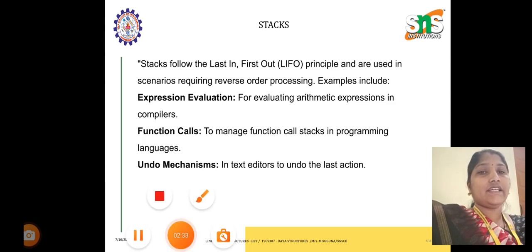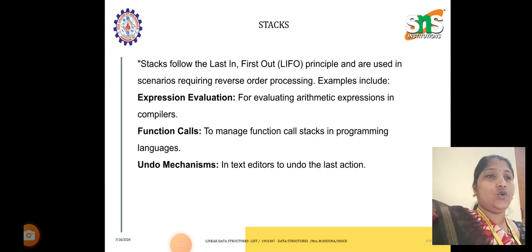And the next data structure is stack. We know that stack means the concept is last in first out. The data which is inserted last will be taken first, and the data which is inserted first can be taken only at the last. So that is the concept of stack. This is used for reverse order processing.